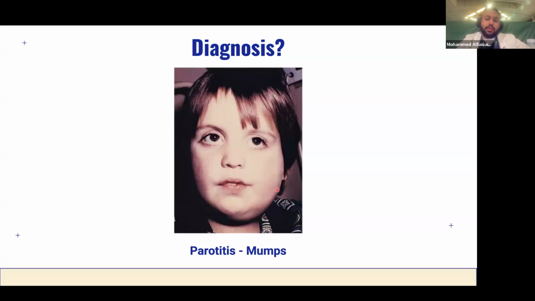Number one is orchitis, which is inflammation of the testes, so it can cause infertility. The other organ is the pancreas, so it can cause pancreatitis. So mumps can cause orchitis, pancreatitis, and parotitis. The significance of mumps causing infections is decreasing over time because of the vaccine, the MMR vaccine.